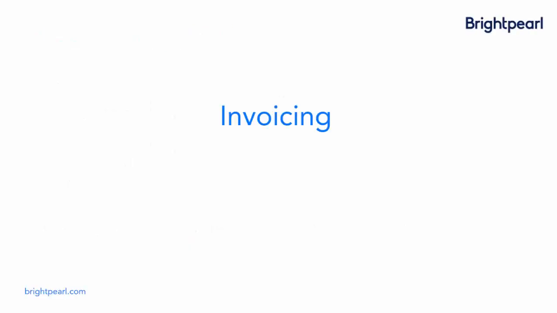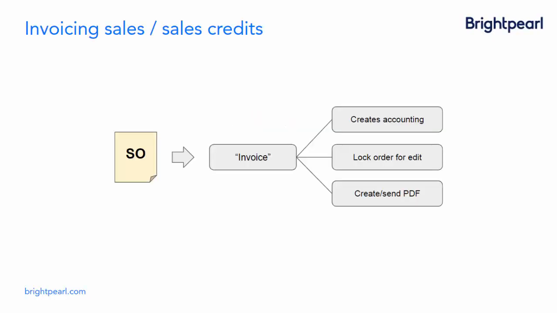Every order should be closed or invoiced, even if you don't use Brightpearl for accounting. For sales and sales credits, this involves clicking the Invoice button in the UI or using the Order Close Post API. Closing the order will create an invoice number, create income or revenue accounting transactions, lock the order for editing, and optionally send a PDF to the customer. One sales order relates to one invoice. If you need to part invoice an order, you need to split it into multiple orders first.